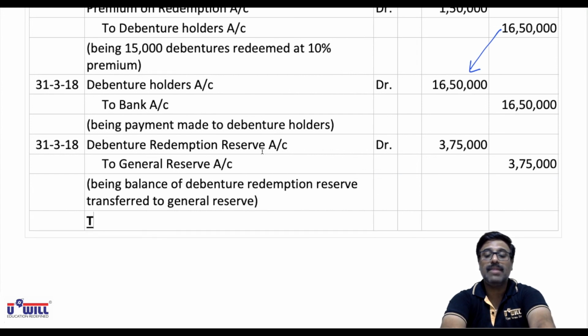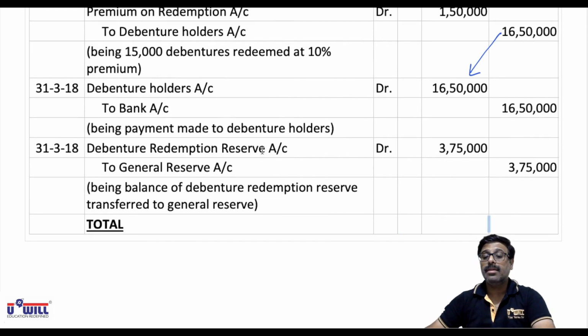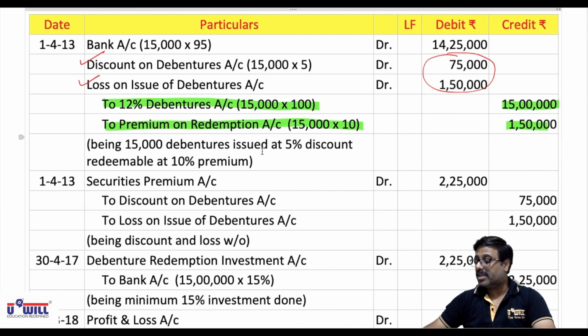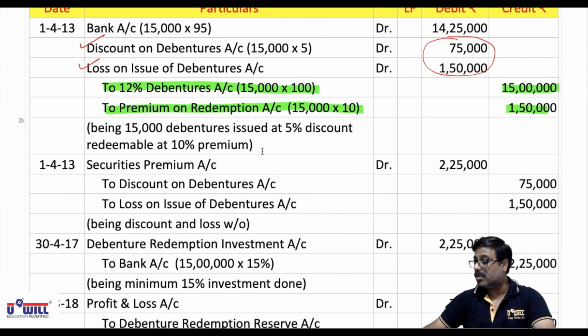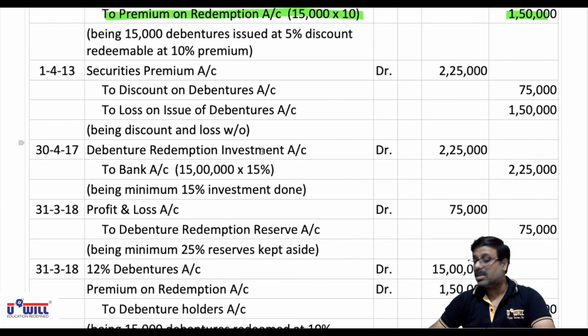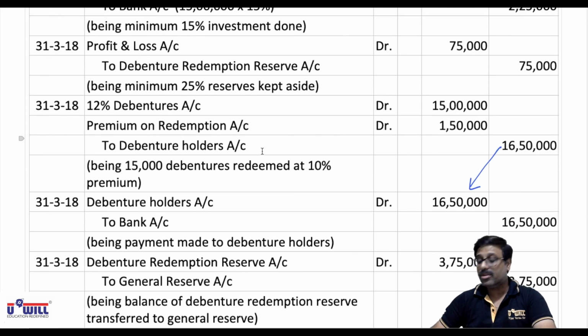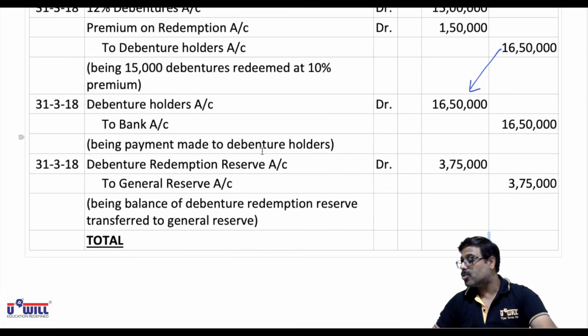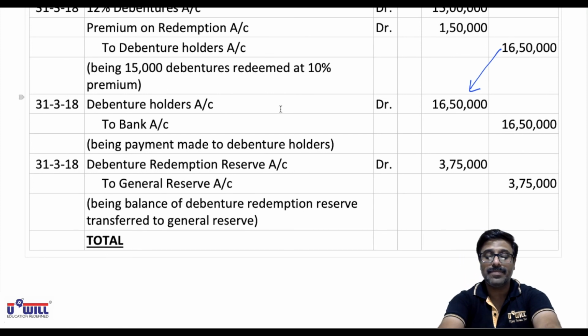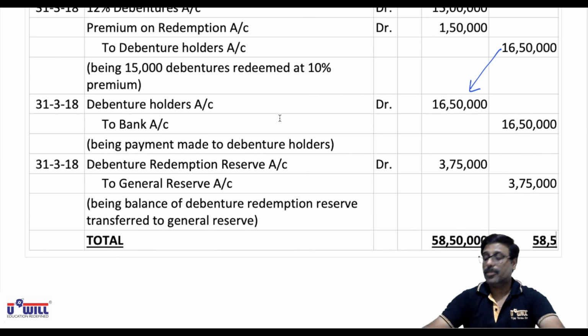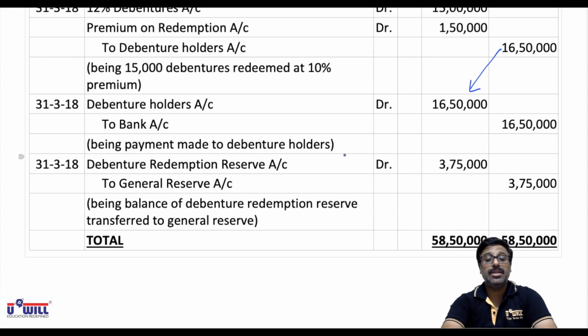Now the final total will have to be done. What will be the total? First entry 16,50,000 plus second entry 2,25,000 plus again 2,25,000 plus 75,000 plus again 16,50,000 plus again 16,50,000 plus 3,75,000. So total would be 58,50,000. These entries are to be passed as per the concept of debenture redemption reserve.